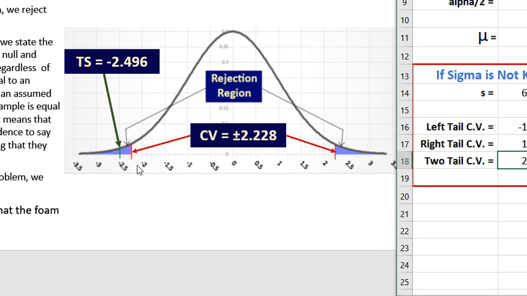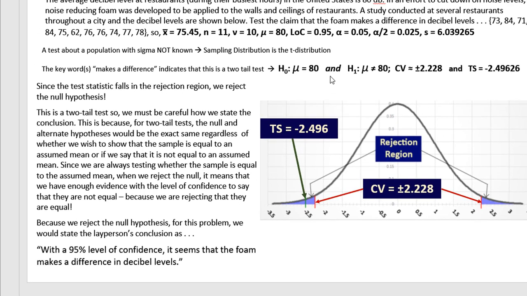But what does that mean? We reject the null hypothesis. What that means is that the foam obviously makes a difference, and good for us that it fell in the left side of this, which means that it actually did reduce the noise level. Since this is a two-tailed test, we have to be careful how we state the conclusion. We are rejecting the null, so we can say with a 95% level of confidence, it seems that the foam makes a difference in the decibel levels.